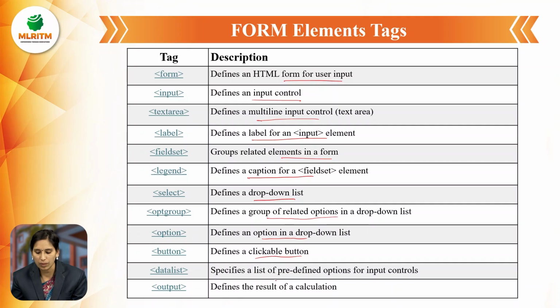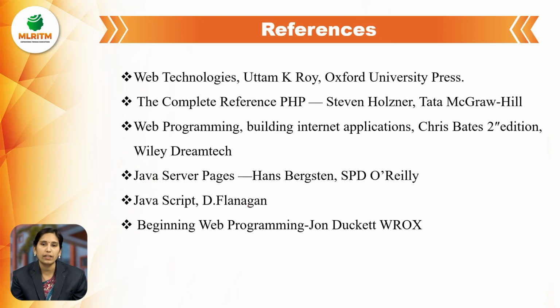Next, datalist specifies a list of predefined options for input controls. Next, output defines the result of a calculation. So these are the form element tags used in an HTML form. If you want to create a form, you use all these elements. Many different elements are there, but only the important elements in the form are what I told you in this class. Okay, these are the references, and thank you.